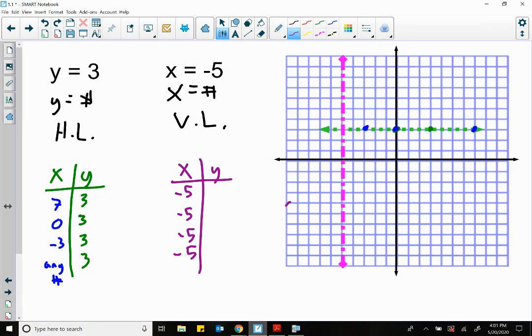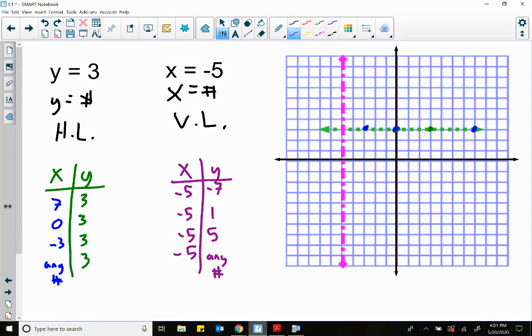So what can the y value be? Whatever it wants. It could be -7, 1, 5, any value you want here. The only thing that must be satisfied is that x is -5.